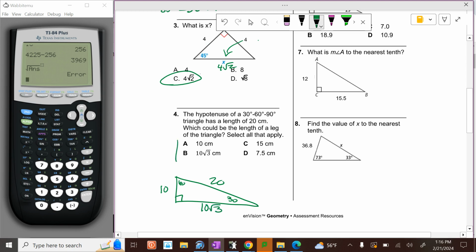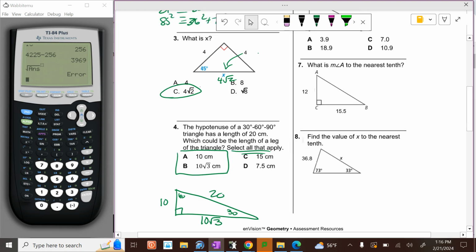So the two answers that work are these two. It says select all that apply. On the test, it'll say select all that apply. Okay, it's 10, 10 square root of 3. Okay, two answers.